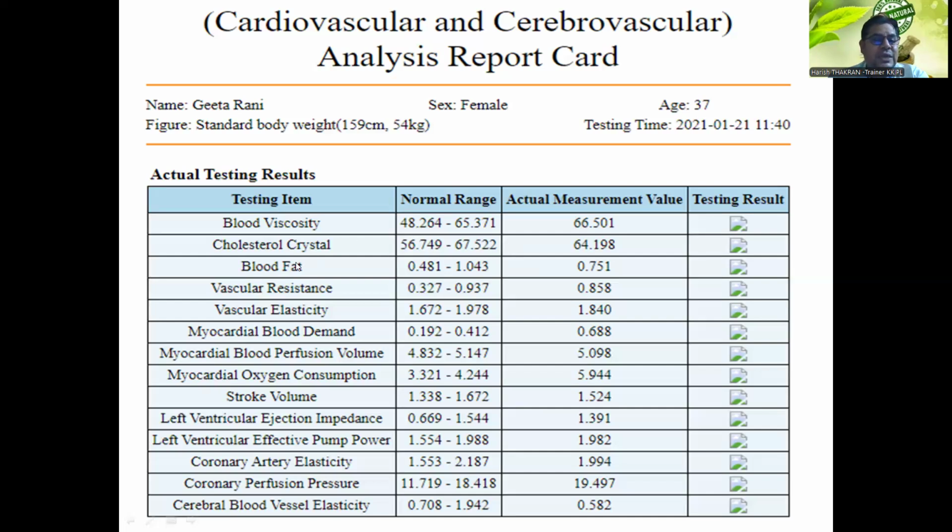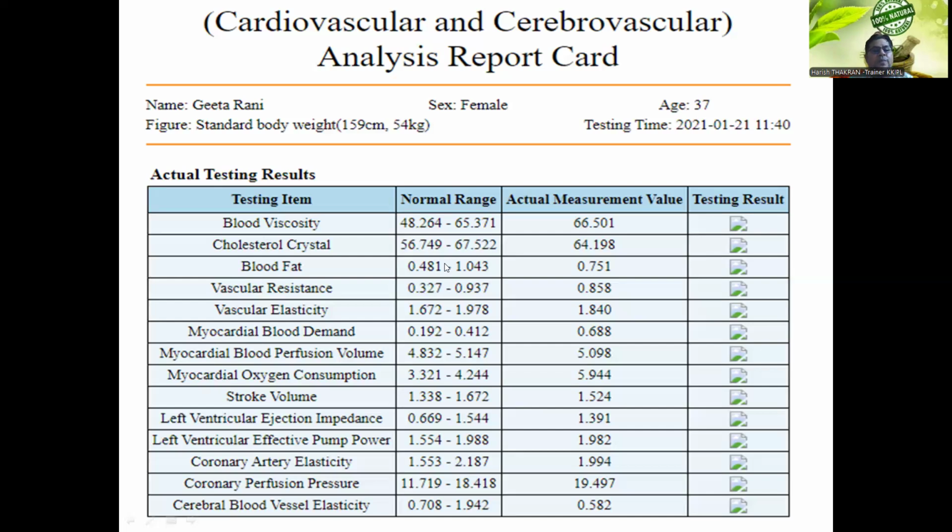The third test is blood fat. As the name indicates, this will give us an indication about the level of fat in our blood. If the level of fat in our blood is normal, that is good for circulation. If it is on the lower side, that is better. But if the blood fat level is more than normal, that may lead to problems in proper blood circulation.